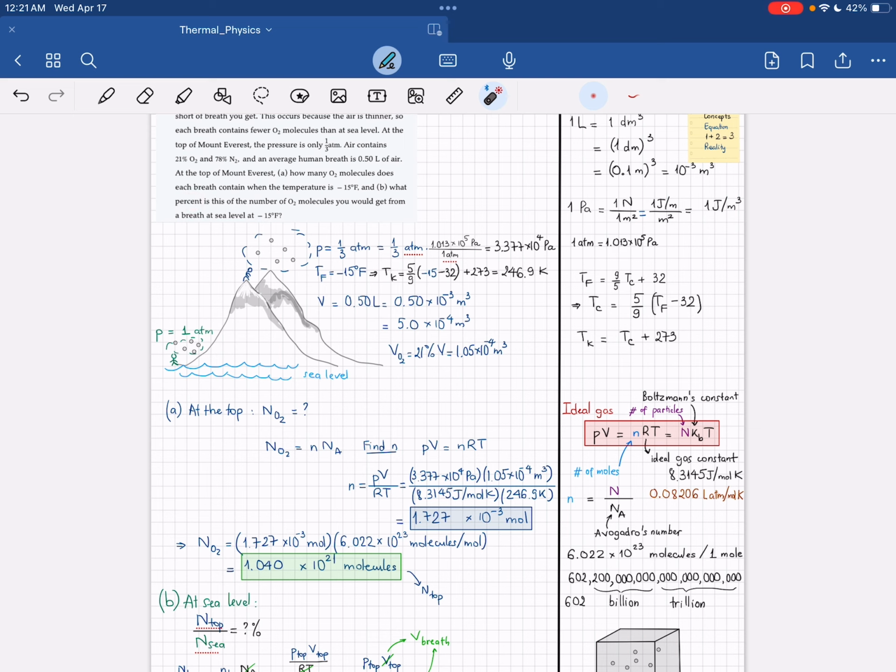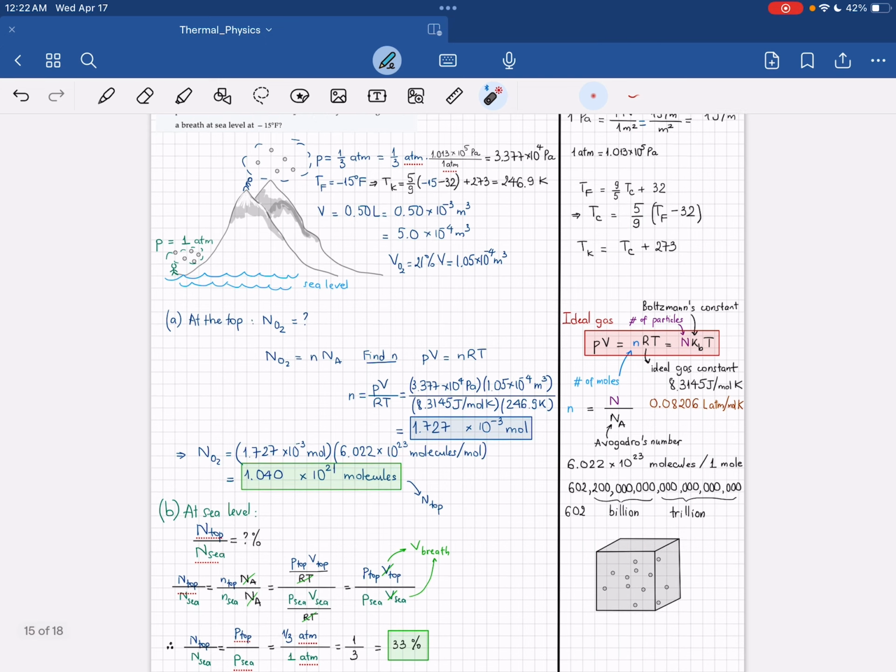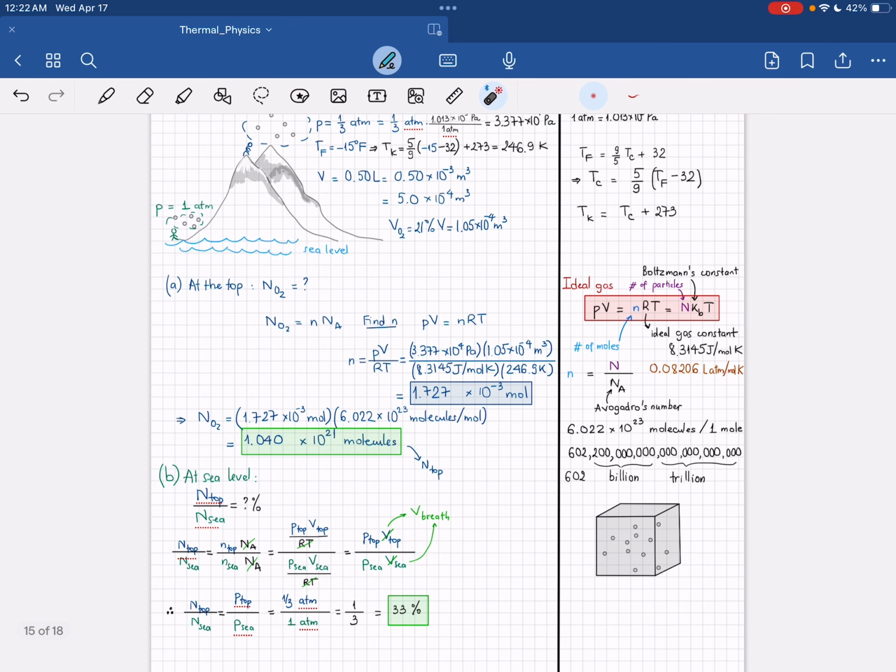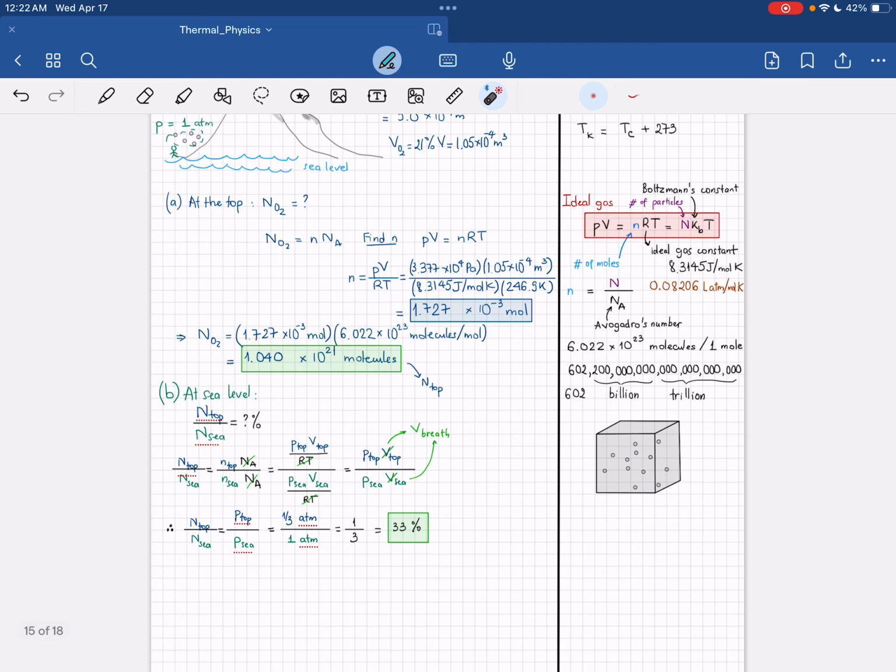Why do they have to be different from each other at sea level and at the top of the mountain? Because of the pressure change. So I guess here we assume that the volume of the oxygen is still the same, 21% of that average breath. What we need to find is the percentage between the top and the sea, and I will just arrange them a little bit like this.